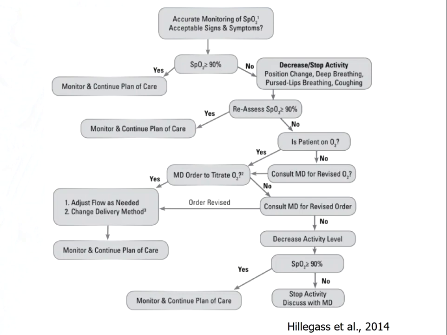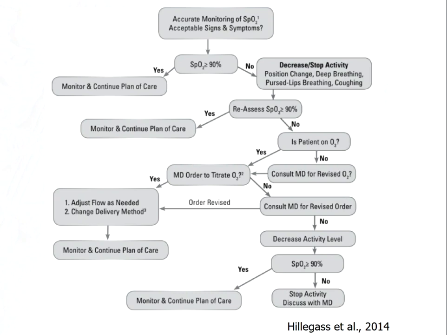Now, other people have talked about the use of oxygen. This is a flow diagram from a clinical practice guideline published by Hillegas et al. for the use of supplemental oxygen. Generally, we want to maintain that oxygen saturation above 90%. If we start to see that it is dropping, we want to reassess. We might want to do some position changes, deep breathing, coughing, pursed lip breathing, and see how that affects the oxygen saturation. If those do not affect it, then we might start oxygen.